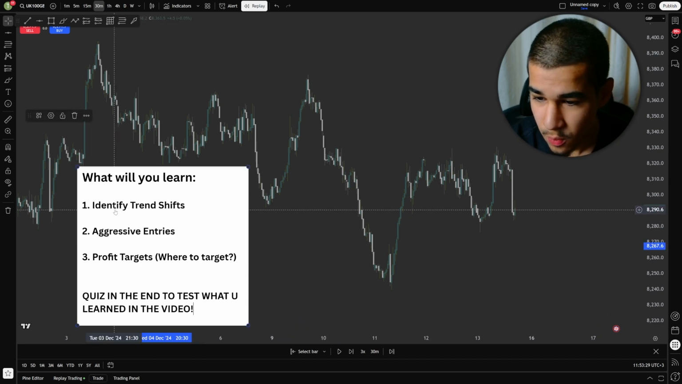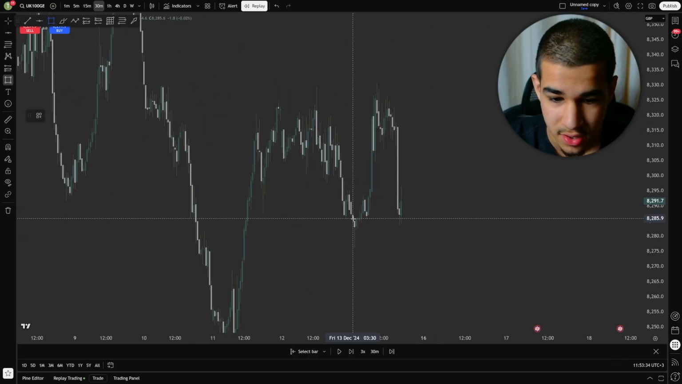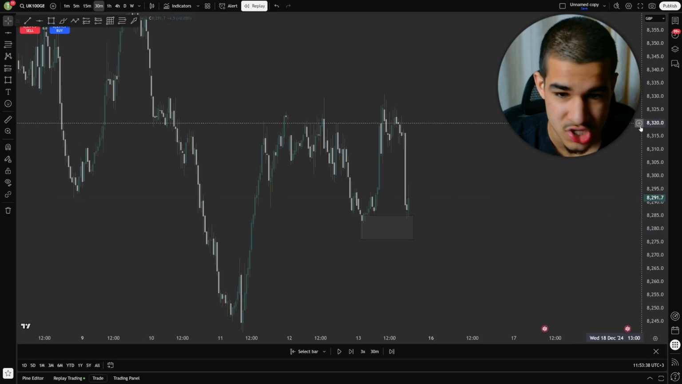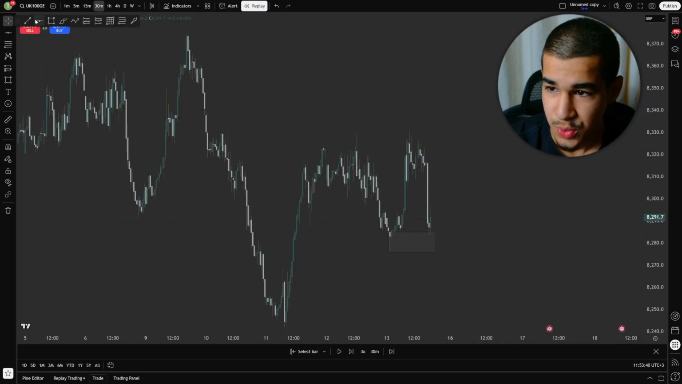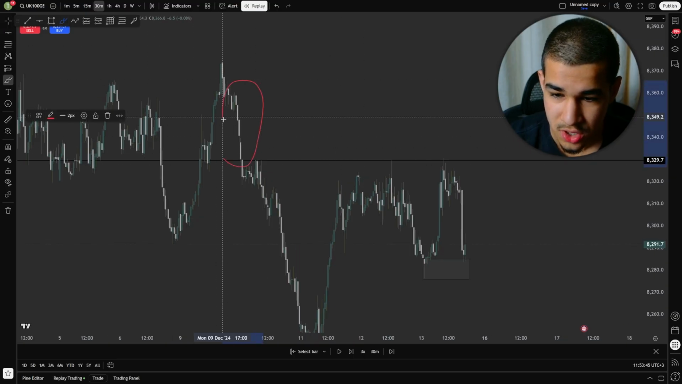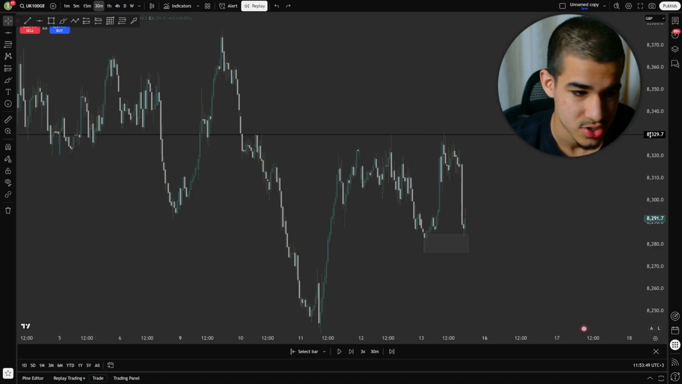So number 1 is identify trend shifts. Now I have a setup right here. Obviously it would be a trade I would take if I just look at the 30-minute time frame. As you can see, we just took out the recent highs just into all this beautiful clear space on the left here, and also we have a decent level of retracement.